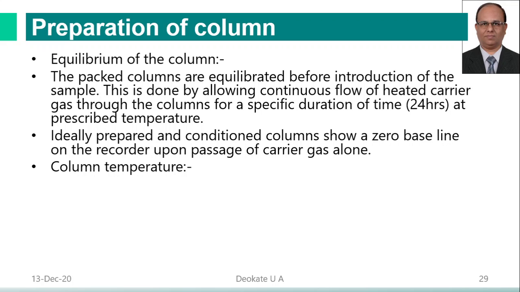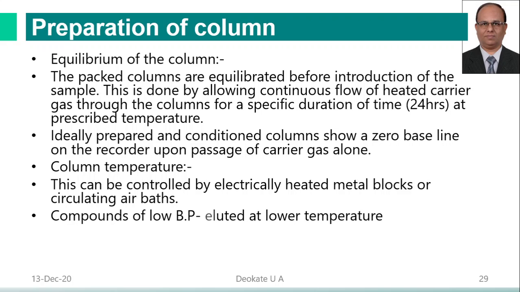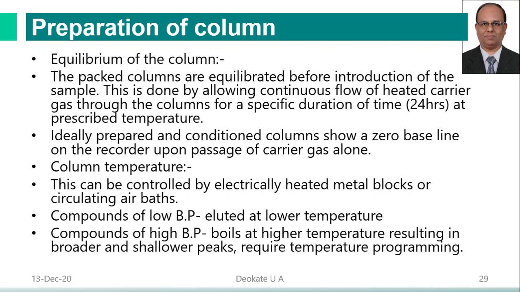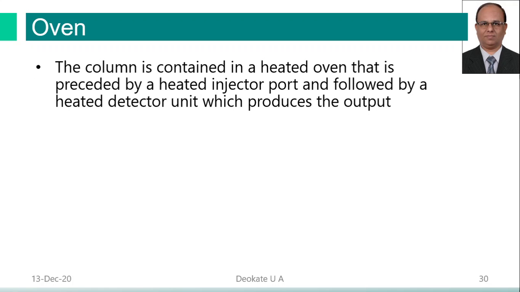The column temperature is a very critical one. This can be controlled by electrically heated metal blocks or circulating air baths. Compounds of low boiling point elute at low temperature. Compounds of high boiling point elute at a higher temperature, resulting in broader and shallower peaks, requiring temperature programming. So the column ovens which are used are provided with a programming temperature facility.